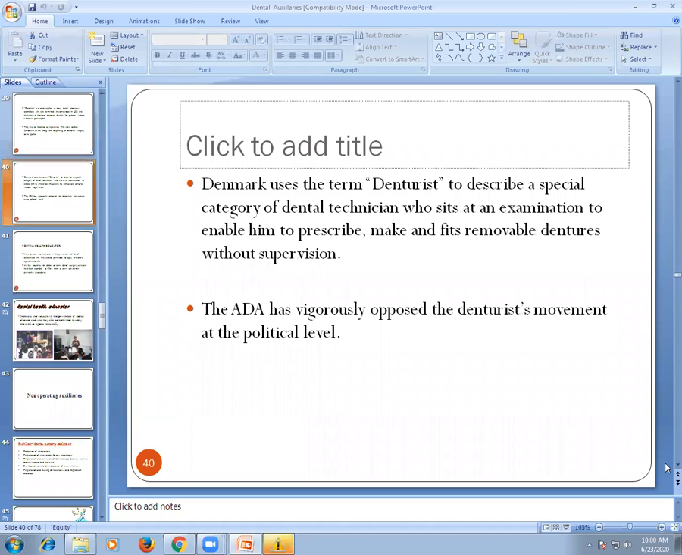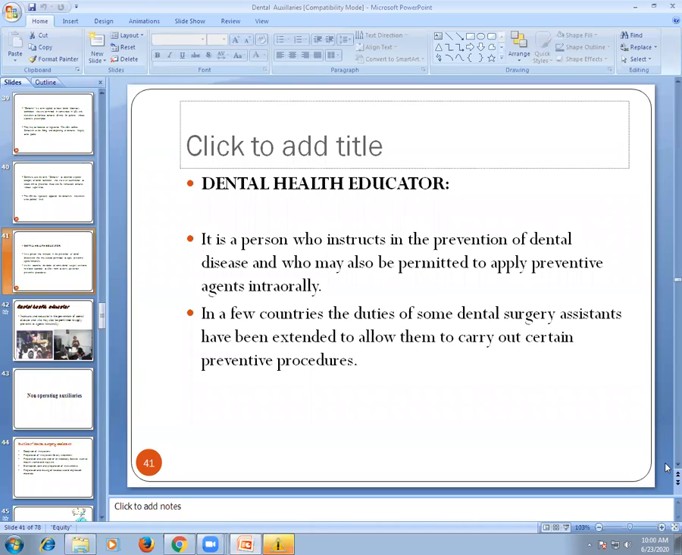In Denmark, the term denturist is used to describe a special category of dental technician who sits an examination to enable him to prescribe, make and fit removable dentures without supervision. The ADA has vigorously opposed the denturist movement at a political level.